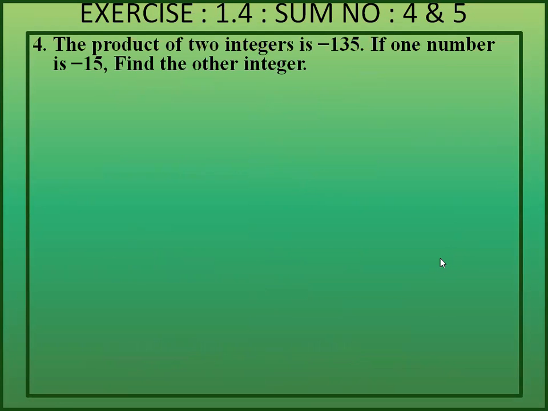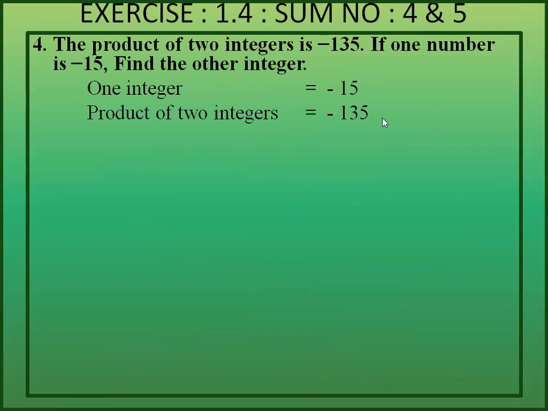The product of two integers is minus 135. If one number is minus 15, find the other integer. So one integer is minus 15. The product of two integers is minus 135.